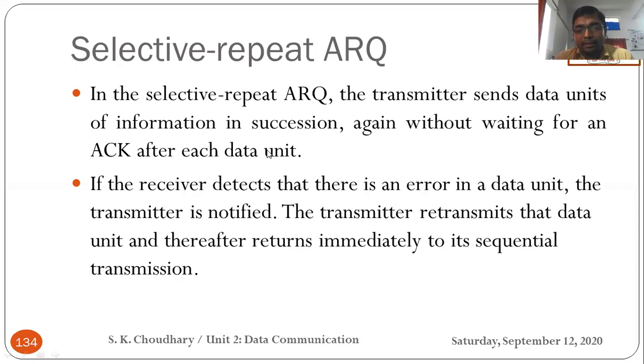If the receiver detects that there is an error in the data unit, the transmitter is notified and the transmitter retransmits the data unit, thereafter returning immediately to its sequential transmission. Here in the selective repeat, you see that after the transmitter retransmits the data unit, it returns immediately to its sequential transmission.